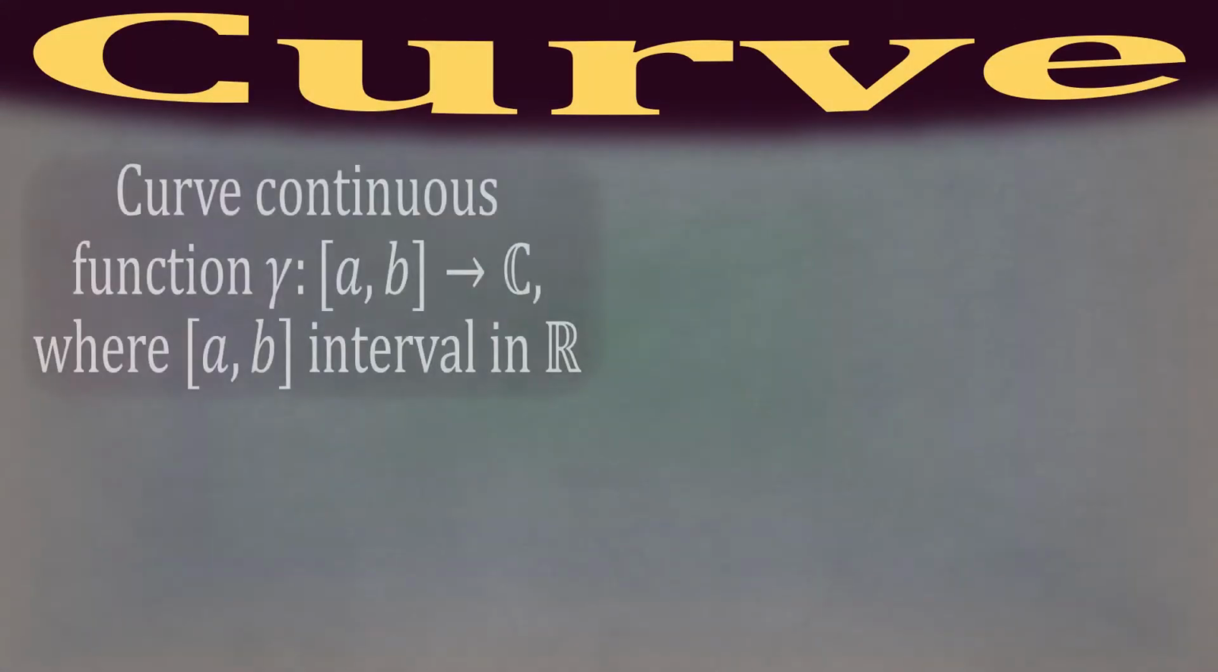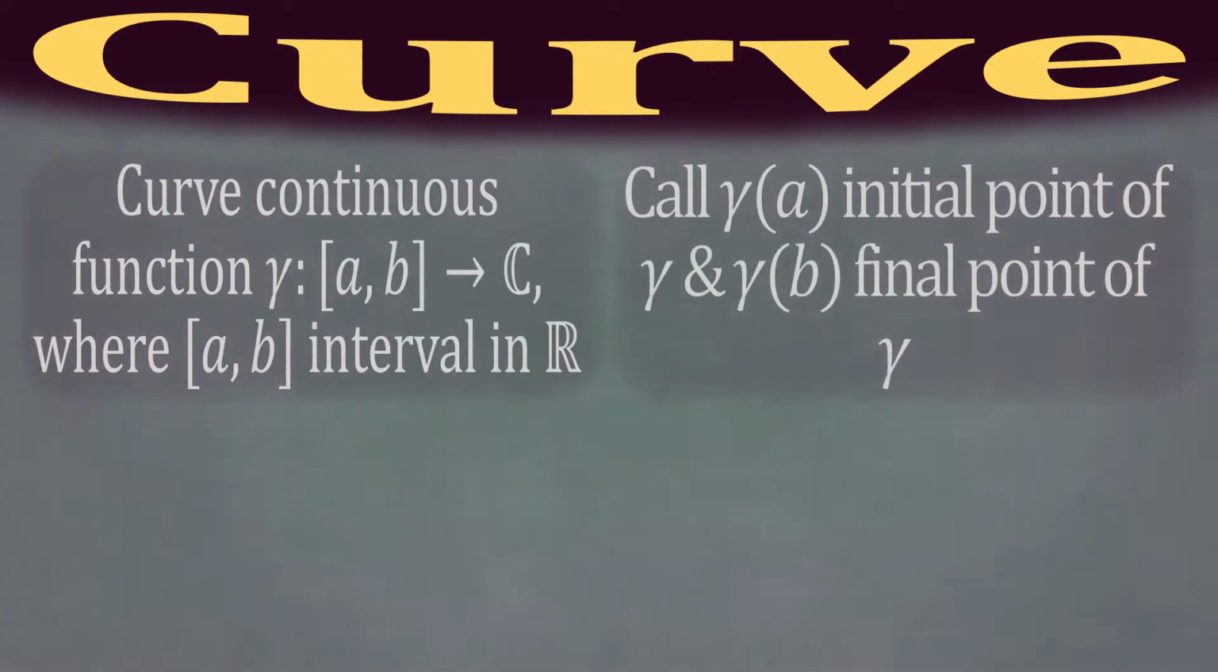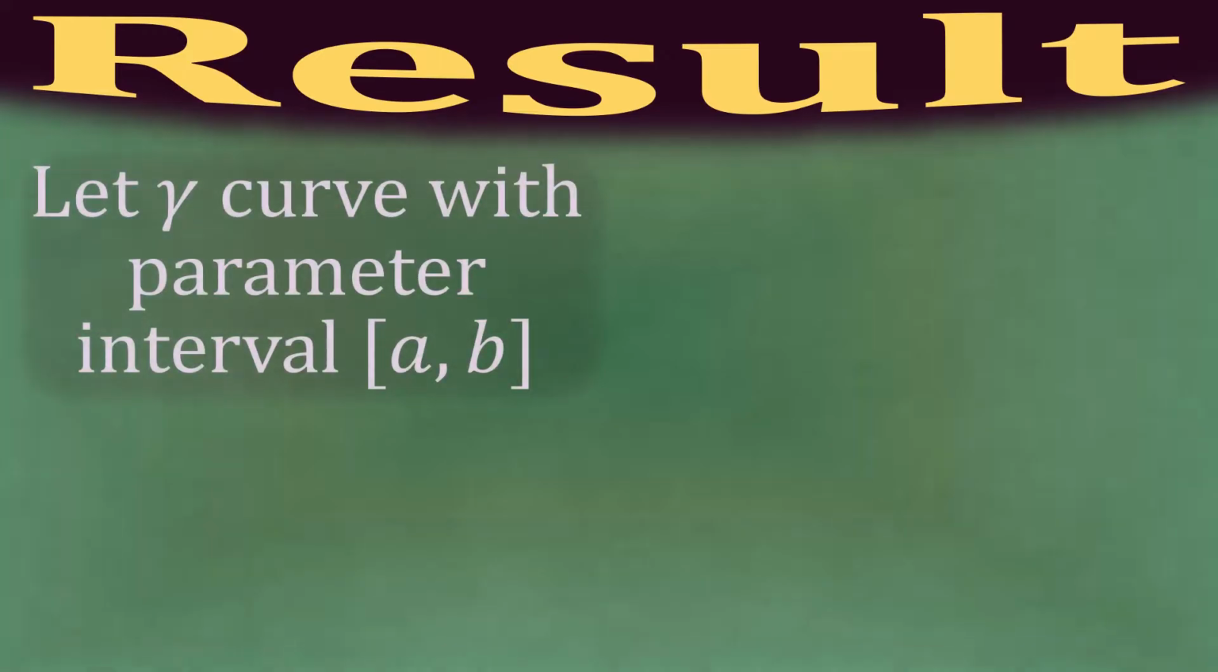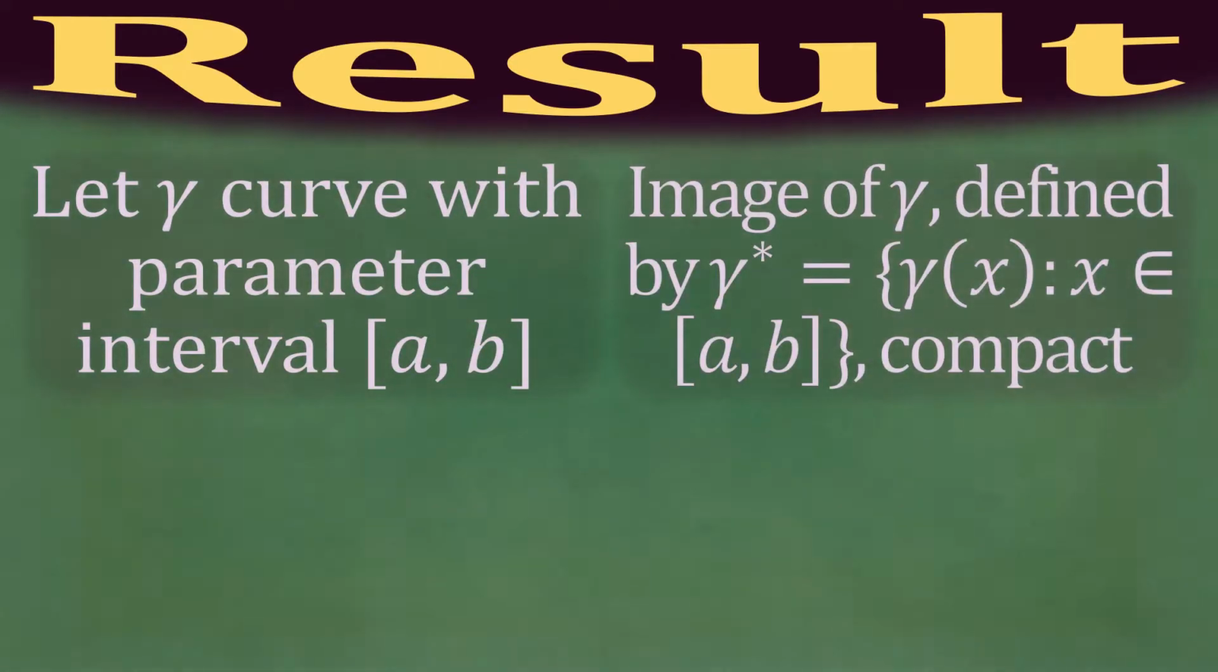Now let's move on to defining a curve. A curve with parameter interval [a, b] is a continuous function gamma from [a, b] to the complex numbers, where [a, b] is an interval in the real numbers. We call gamma of a the initial point of gamma and gamma of b the final point of gamma. Hence, we get the following result. Let gamma be a curve with parameter interval [a, b]. Then the image of gamma, defined by gamma star, which is equal to the set of all gamma of x where x is in [a, b], is compact.